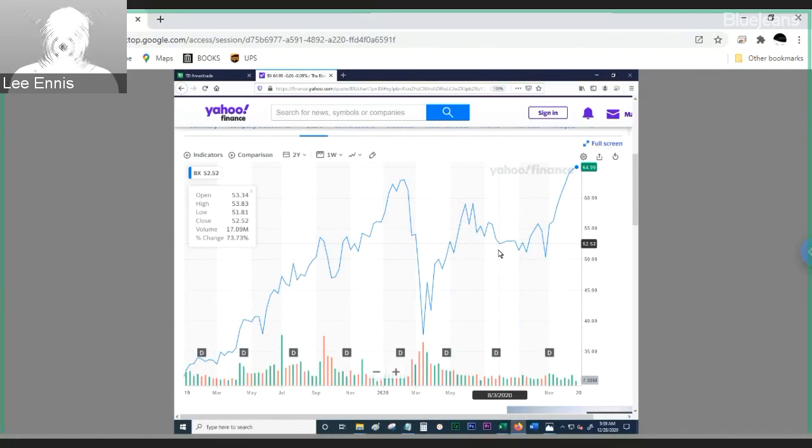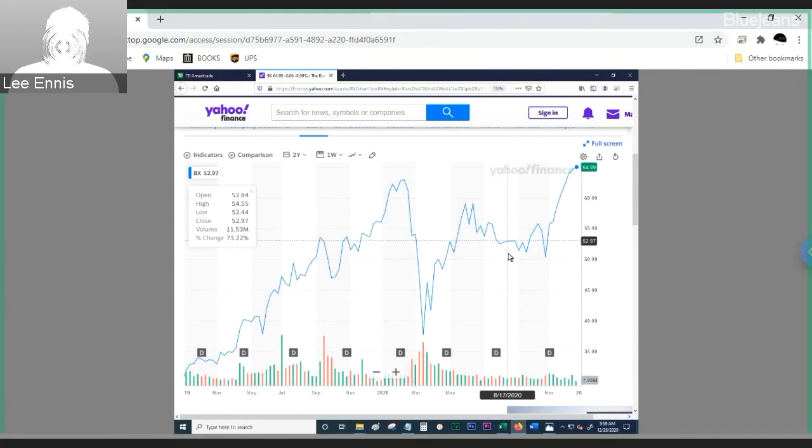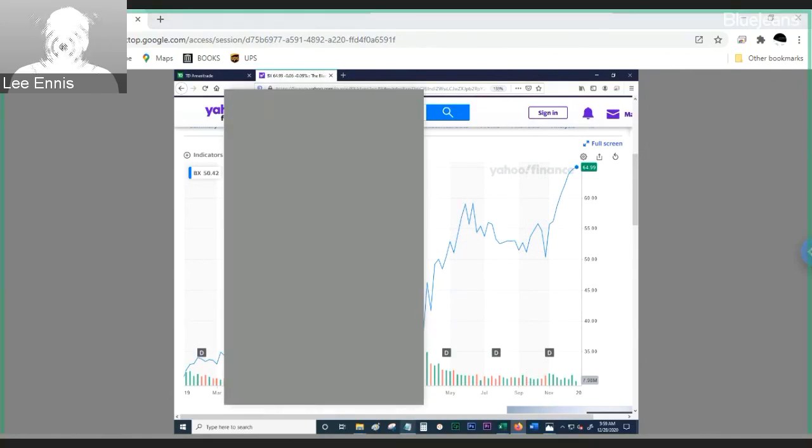And we can keep doing this. 53 to 52. So that's only $1. And then 53 to 52. So that's like $1. And then 53 to 54 roughly. So that's $1. And then 54 to 55. So it's like $1. So the thing isn't really moving around more than like $1.